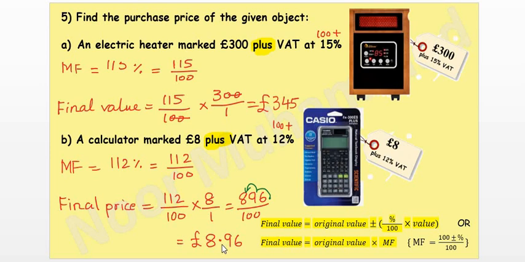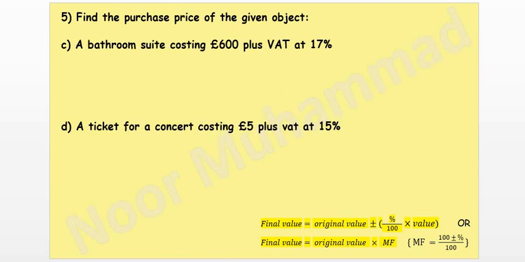So here is the answer, students, for this one. As you can see in B part, I just multiplied 112 by 8. I got 896. Then because it was being divided by 100, I moved the decimal 2 places to the left and got the answer 896 pounds. Let's solve some more questions of this type.